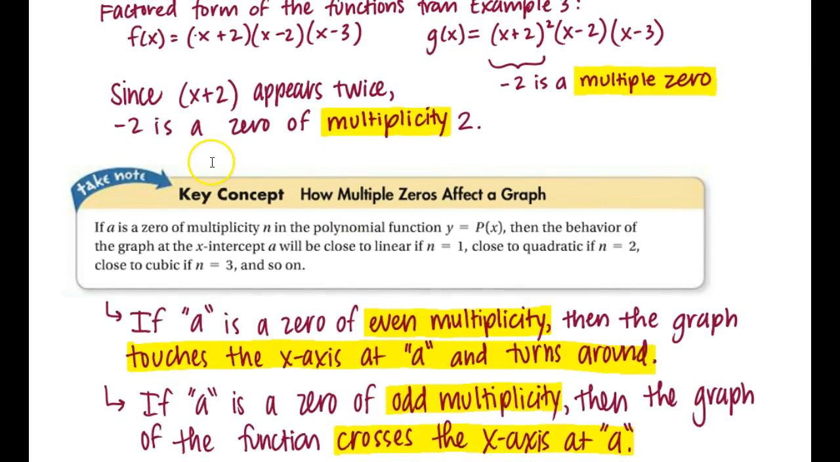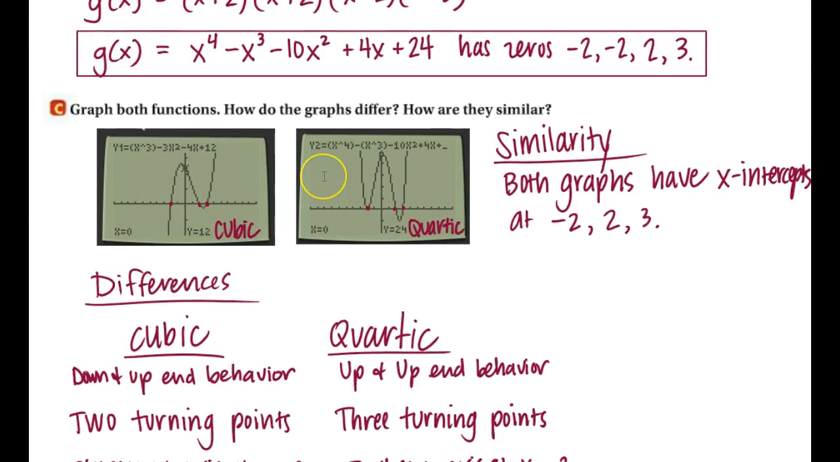The other possibility is if A is a zero of odd multiplicity. If that's the case, then the graph of the function is going to cross the x-axis at that point A. So going back to the example that we just did above, all of the other zeros were only listed once. So that's why the functions are going through that point only once.